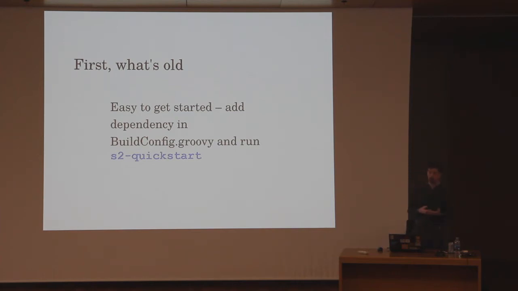You just install the plugin, which nowadays means you add a dependency in BuildConfig.groovy, run Grails compile to make sure it resolves, and then run the S2 quick start script. So that has a couple of different options that you can use. It creates the domain classes that you would use for your user and role class. It configures, sets up some settings in Config.groovy, and once you've done that, you've got a basic set of functionality, and then you can customize from there.